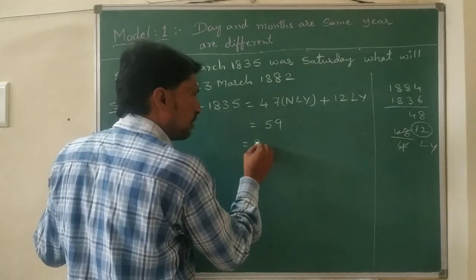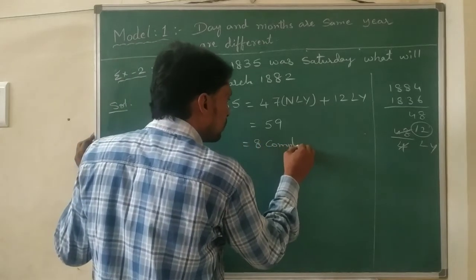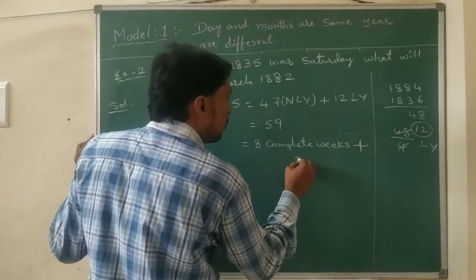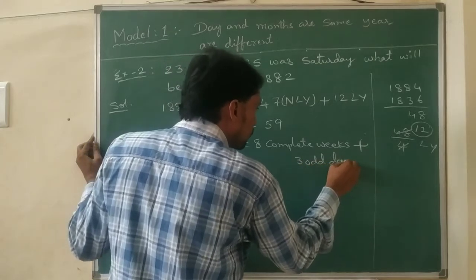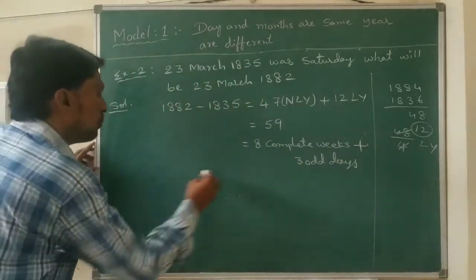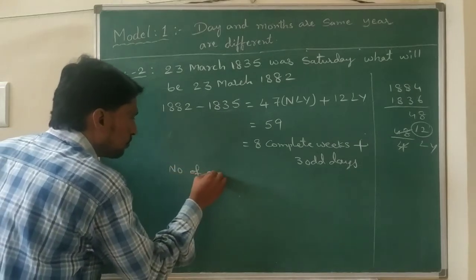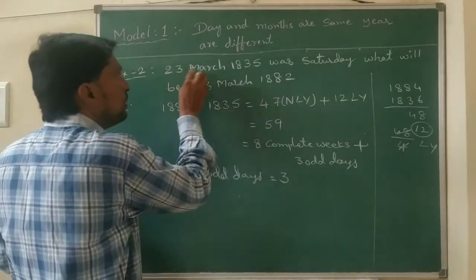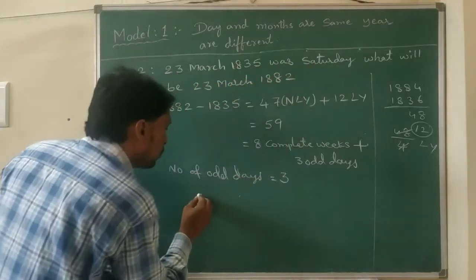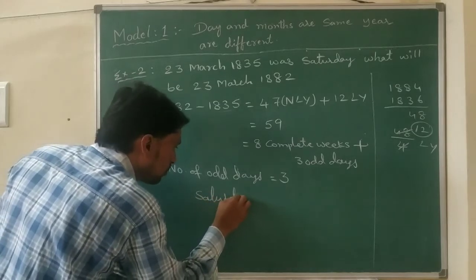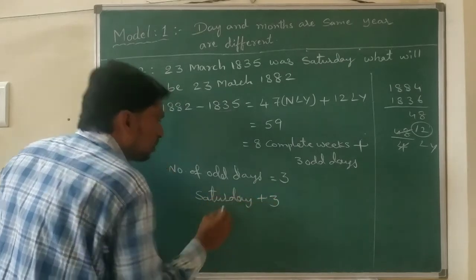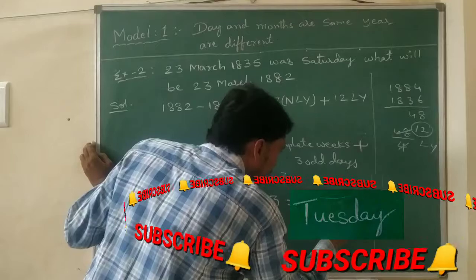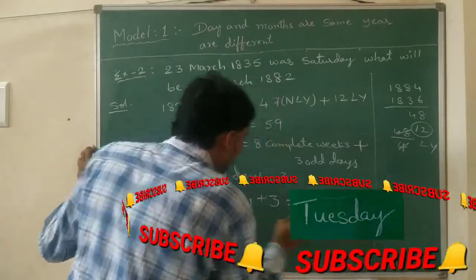7 eights are 56, which means 8 complete weeks plus 3 odd days. So the number of odd days equals 3. Now 23rd March 1835 was Saturday, so Saturday plus 3. This is the process.